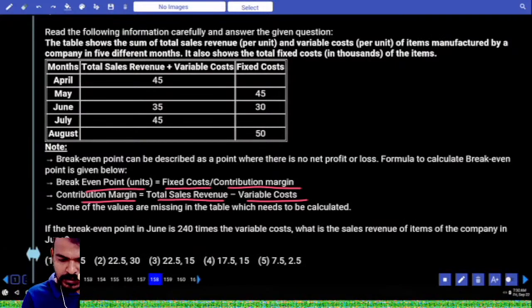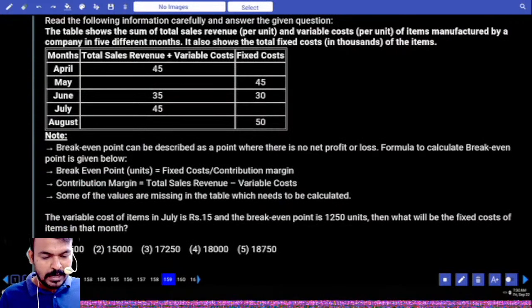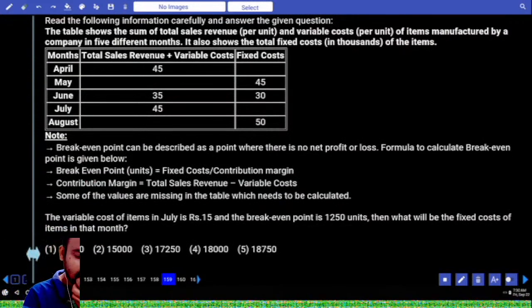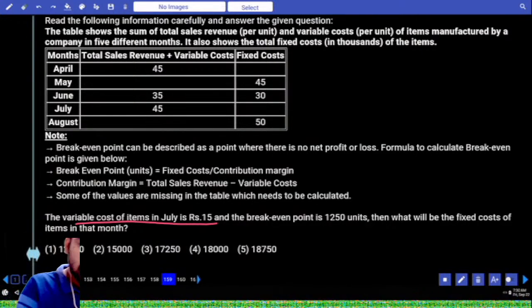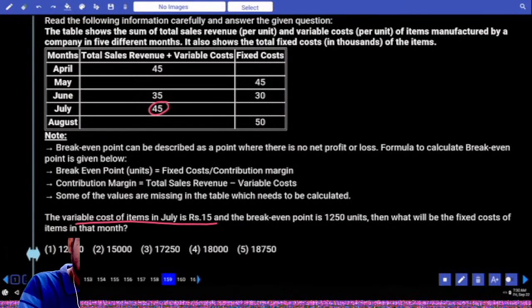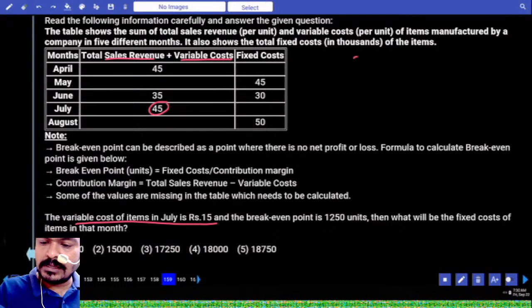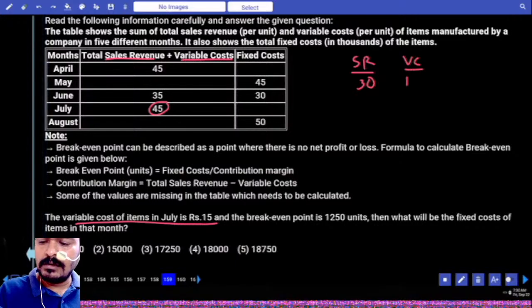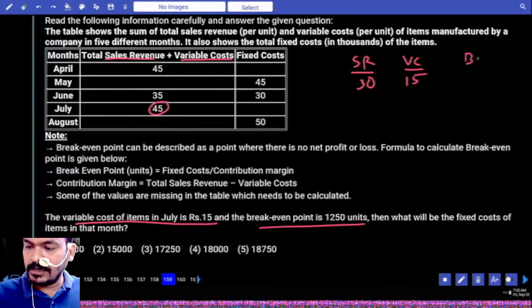Suppose the question taken is 159. What is the 159 question? The variable cost of the items in July is how much? 15. In July, what is the total sales revenue plus variable cost? 4500. In that, 15 is which one? Variable cost. Means sales revenue is how much? 30. Variable cost already 15. Next, break-even point. Break-even point is given as how much?